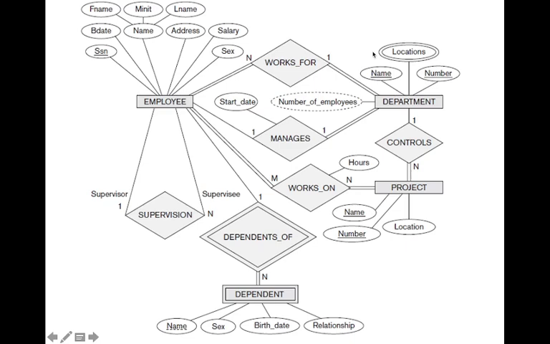So we have works for, controls, and supervision. What should be done for the works for relationship type? We have to take the n part, so the employee part should be taken as S. So this is S and this is T. In the S part, we have to include a foreign key for this employee, and that foreign key should be the primary key of this table. The primary key of this table is department number. So department number should be included in the employee table as a foreign key.